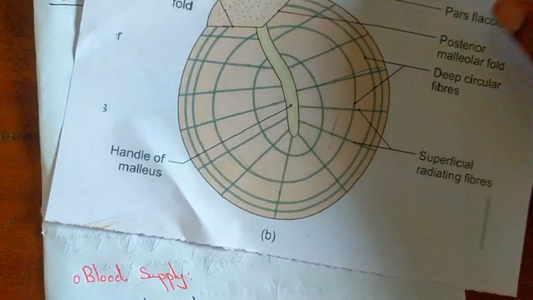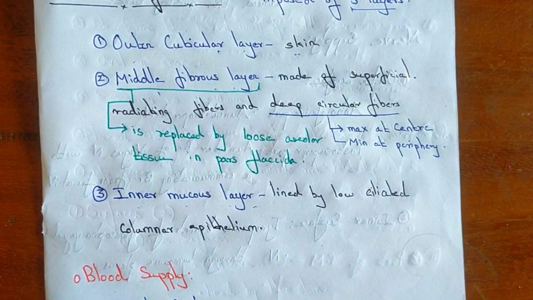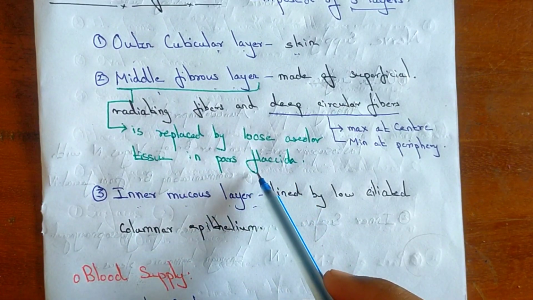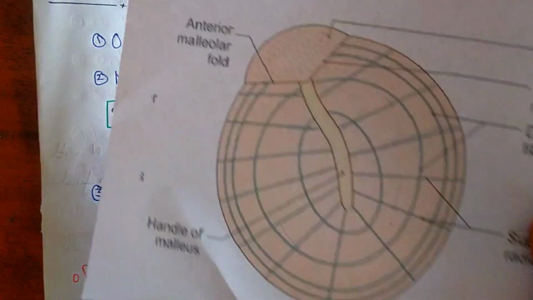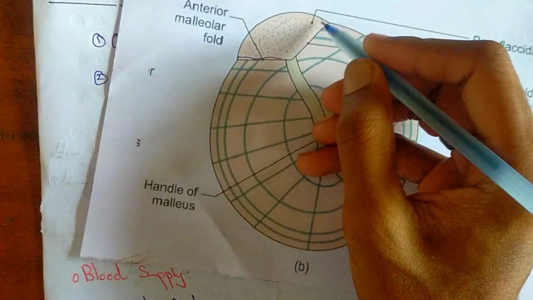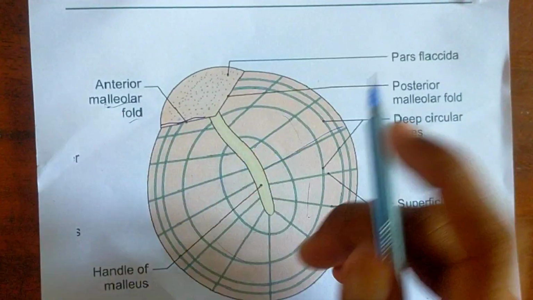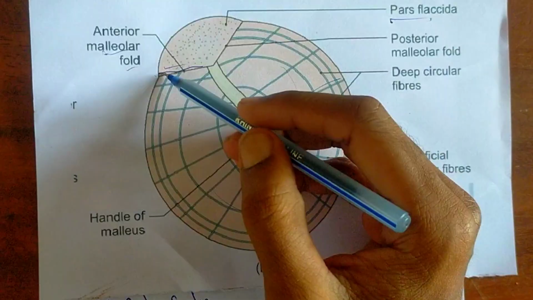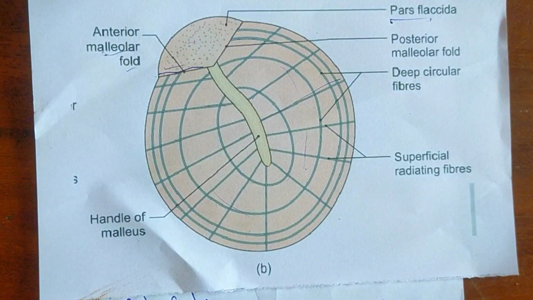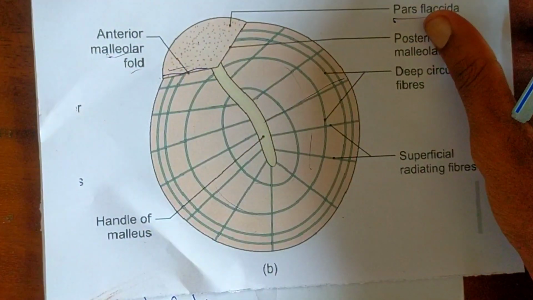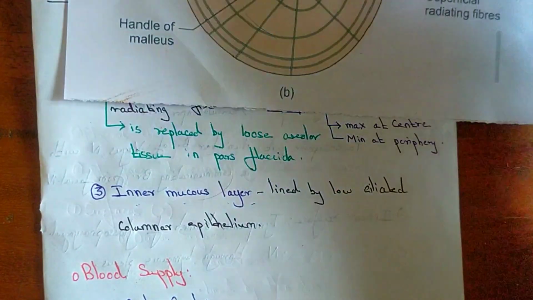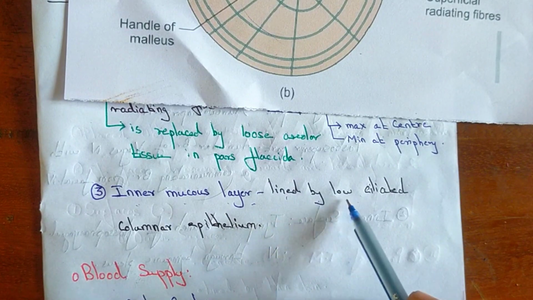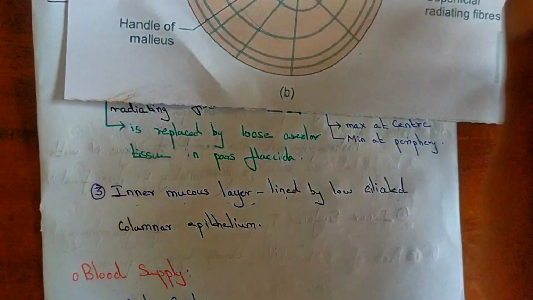There's an important point here. The middle fibrous layer is replaced by the loose areolar tissue in pars flaccida. You can see here the two malleolar folds, the anterior malleolar fold and the posterior malleolar fold, and this is the pars flaccida, and here it is replaced by loose areolar connective tissue. Got it? The inner mucous layer is lined by low ciliated columnar epithelium.